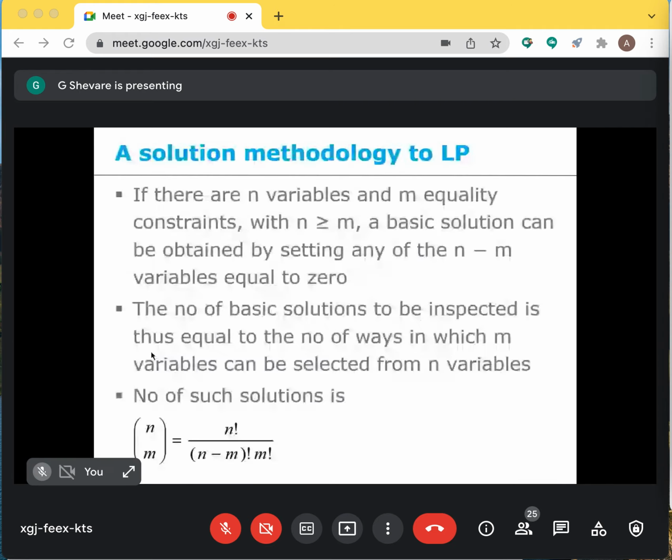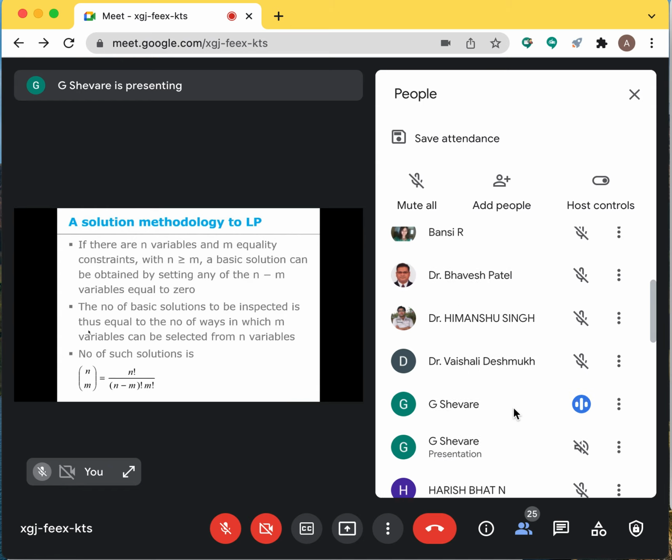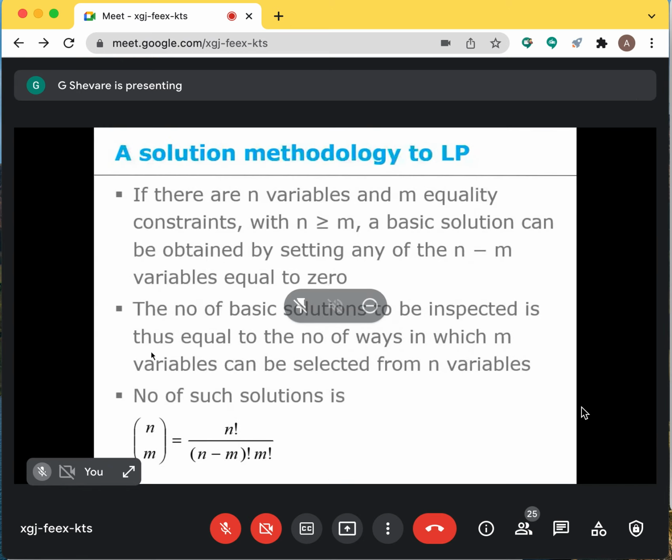Now comes the question, having said this, how do I actually write an algorithm? When I say you produce so many basic solutions, check whether one of the basic solutions is a feasible solution. It's all fine, but you need to have an algorithm so that you are able to code this methodology. So what is the complexity in this methodology? If there are n variables and m equality constraints, with n greater than m, a basic solution can be obtained by setting any n minus m variables to 0 and finding out the remaining m variables.